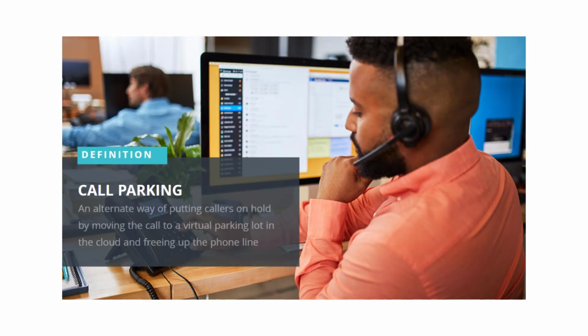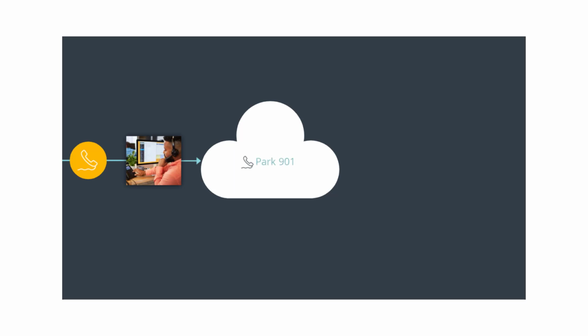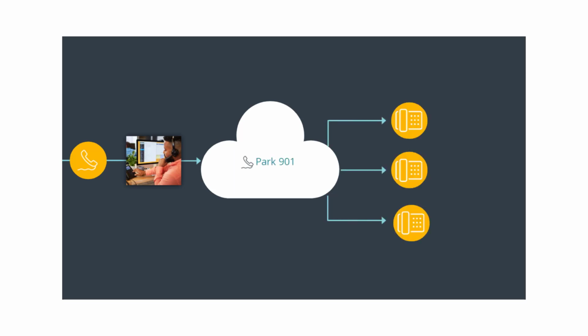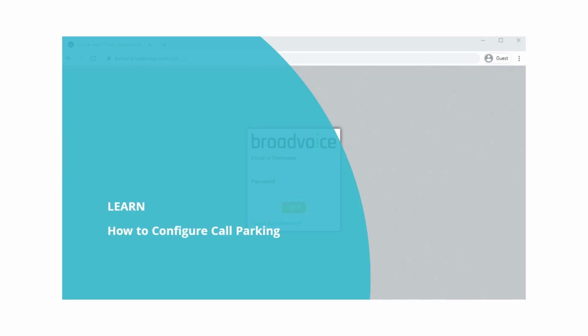Call parking is an alternate way of putting callers on hold by moving the call to a virtual parking lot in the cloud and freeing up the phone line. Once the call is parked in the cloud, it's assigned its own predetermined extension, and anyone with that extension can pick up the call. No messed up transfers and no accidental hangups. You'll learn how to create and use call parking on your account.